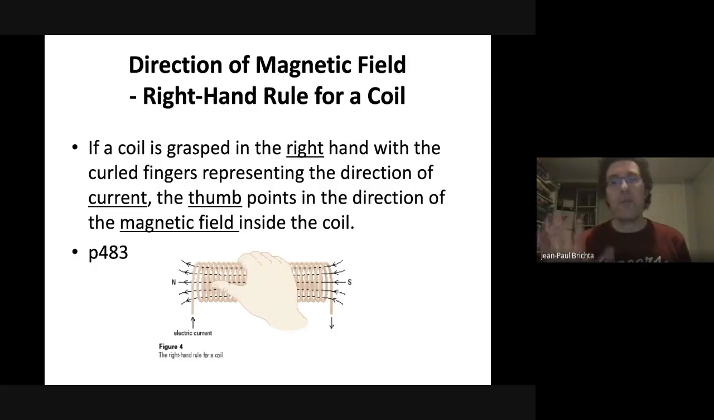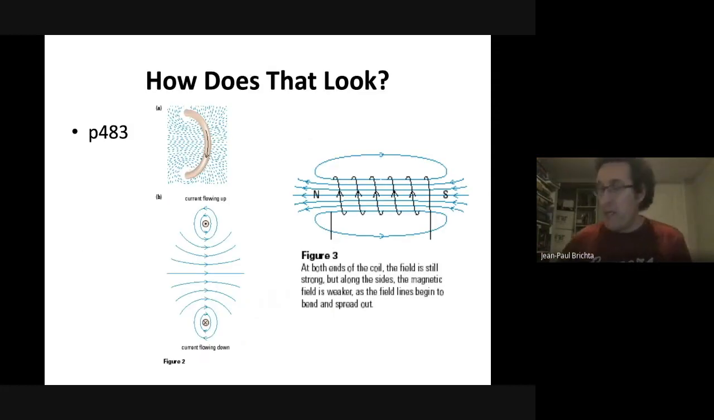Okay, so that's the right-hand rule. Fingers coil in the direction of the current. Thumb points in the direction of the North Pole. That's the rule, but depending on how we draw our coil, this can look slightly different. So figure three, the one on the right there, I'm just going to start with that one, is precisely the same thing where we're using arrows. The black there is the coil of wire. The arrows drawn on the wire indicate the direction of the current, the conventional current.